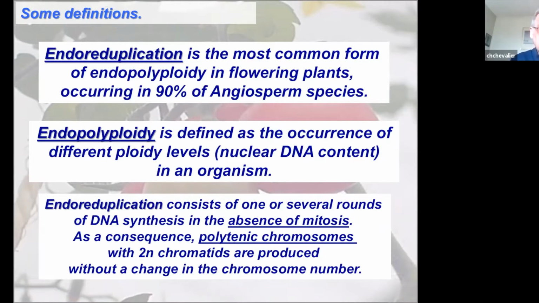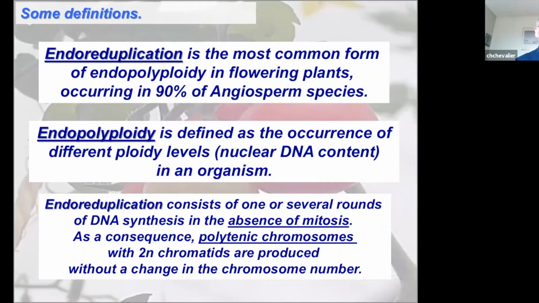As a consequence, this leads to the production of polytenic chromosomes that are characterized by 2N chromatids still attached together, and this production of polytenic chromosomes does not produce a change in the chromosome number inside the cell nucleus.